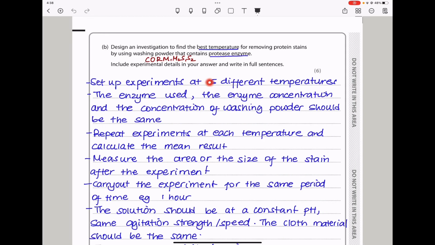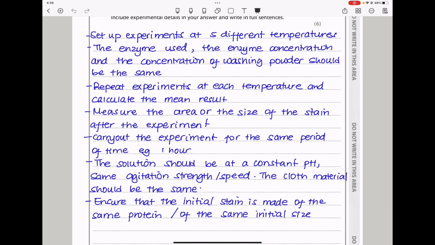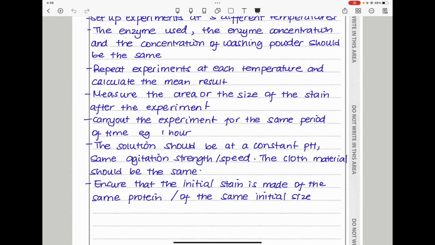So we set up experiments at 5 different temperatures. Then the type of enzyme used, the enzyme concentration, and the concentration of the washing powder should be the same. We should repeat the experiment at each temperature and calculate the mean. Then measure the area or size of the stain after the experiment in order to see the percentage that has decreased. Then carry out the experiment for the same period of time. You could say 1 hour, or you could say for a period of 5 hours. And then the solution should be at a constant pH.